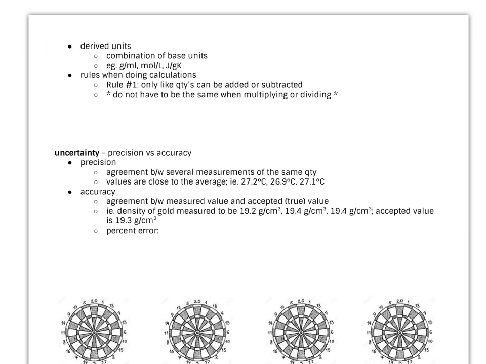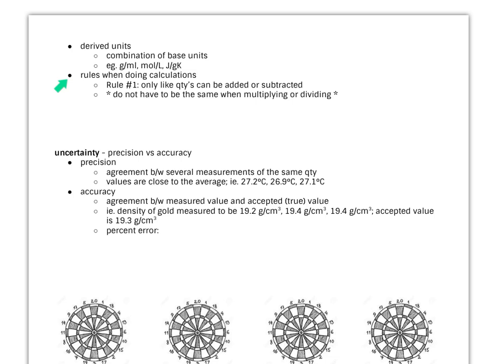And derived units are what we call basically a combination of those base units. For example, grams per milliliter, mole per liter, joule per gigakelvin. And you get these by combining them either when you're multiplying or dividing. Okay?